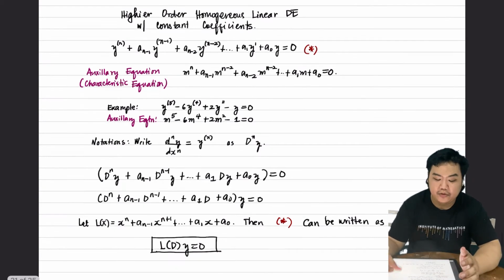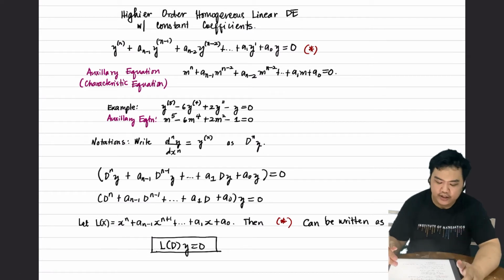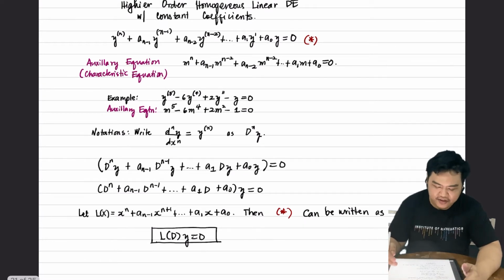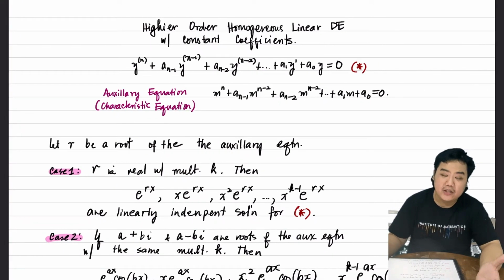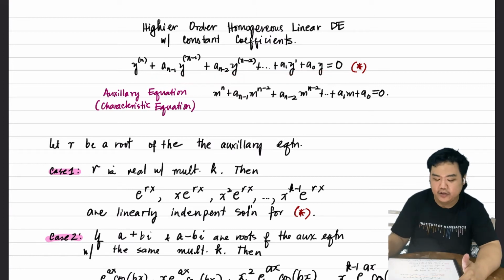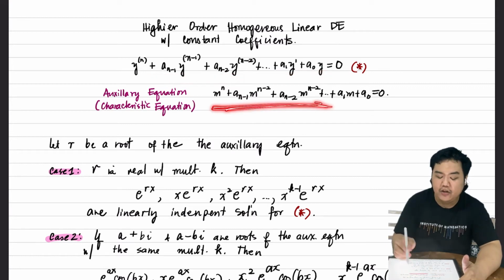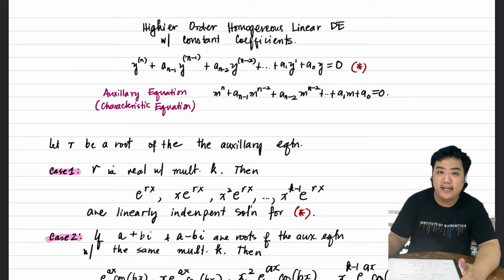Okay, so, pero interested tayo sa auxiliary equation because from the auxiliary equation, makukuha mo yung general solution ng higher order homogeneous linear differential equation with constant coefficients. Haba ng name, okay, that's normal. Okay, so going back, so we have this differential equation. At kunyari, you have the auxiliary equation. Just like what we did in the second order case, you compute for the roots of the auxiliary equation.